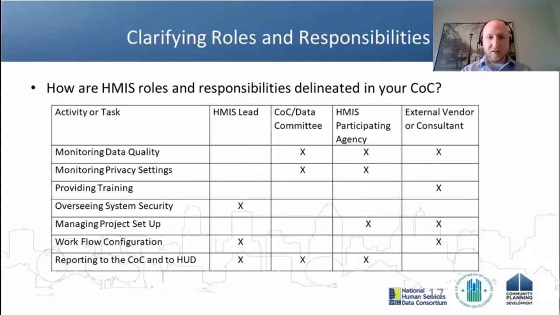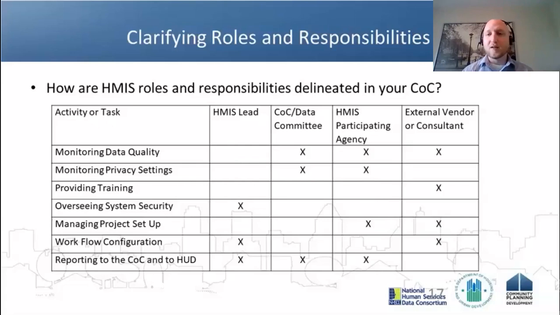Other communities have taken this idea of shared responsibilities and built it out even further, right? Monitoring data quality might sit with the CoC at the agency level, and then maybe the HMIS lead isn't best positioned to monitor for that, so we bring in a third-party consultant or an external vendor or subcontractor to help build data quality dashboards, for instance. So suddenly we have a single function, a single activity, a single role or responsibility that's shared across, in this case, three stakeholders. Perfectly fine.